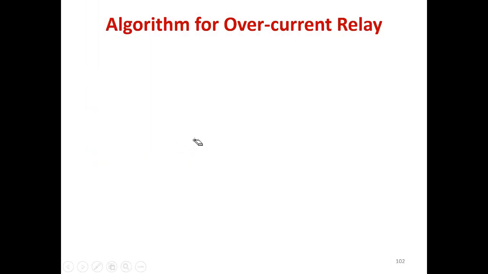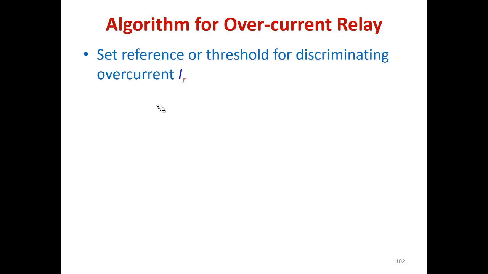Let us see the algorithm, which is the basis for the overcurrent relay operation. We can see the first step is to set the reference or the threshold for discriminating the overcurrent. That we call the I reference. It is very important to select the threshold value for discriminating the overcurrent.